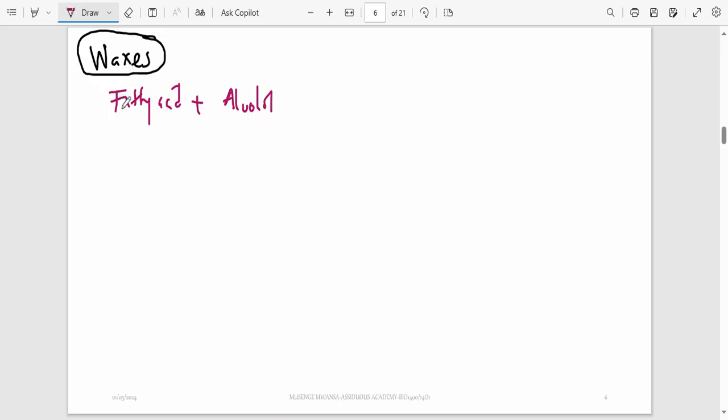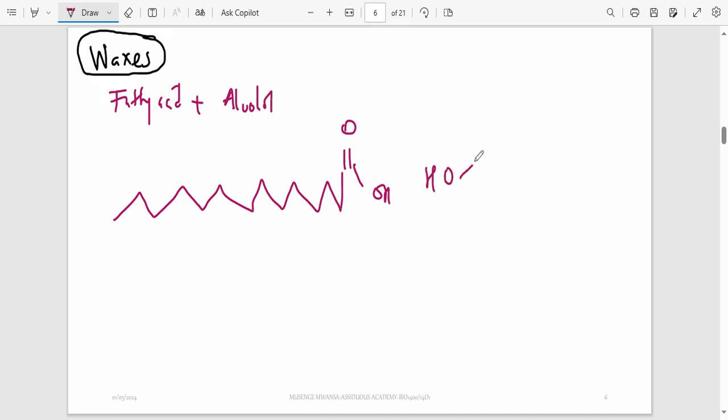Okay. So what you are going to see is, let's draw a fatty acid. This is a fatty acid. And then at the end, you know the functional group for a fatty acid. And then an alcohol, the functional group is OH. And then it's like that. Because what they'll do is that they'll just give you the structure. They ask you to determine what you have.